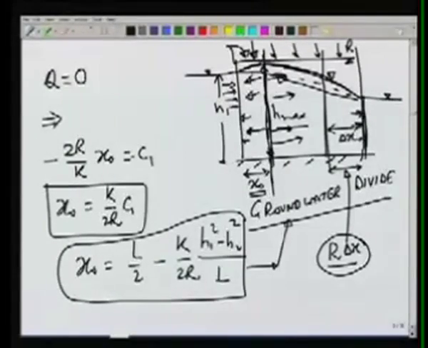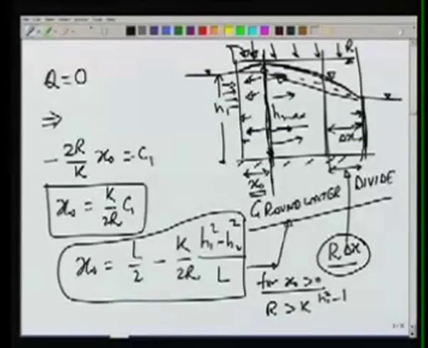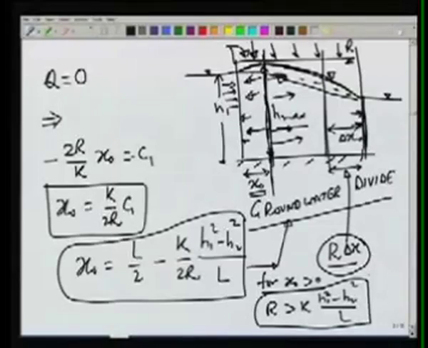and for groundwater divide to occur, x naught must be positive, and therefore we can find out the critical recharge rate which will cause a positive x naught. So for x naught to be positive, R should be greater than K times H1 square minus H2 square over L. So what we have seen here is that H1, H2, L and K are the properties of the medium and the boundary conditions. If recharge rate is greater than this, then we will have a groundwater divide, otherwise we will not have a groundwater divide.